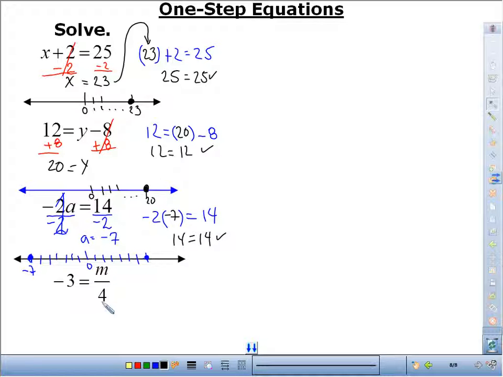Let's see, m divided by 4. If the 4 is dividing, what is the inverse? Multiply. So we're going to multiply times 4. Whatever we do to one side, we do to the other side. If we multiply this in here, what would we have? 4 times m is 4m over 4, which means what is 4 over 4? 1. What is 1 times m? M. So what is 4 times negative 3? Negative 12. All right, let's plot our answer.